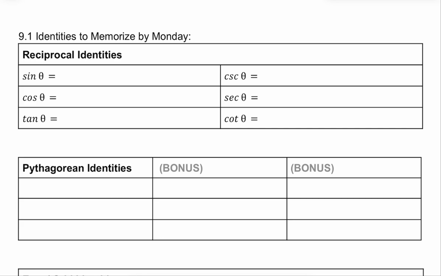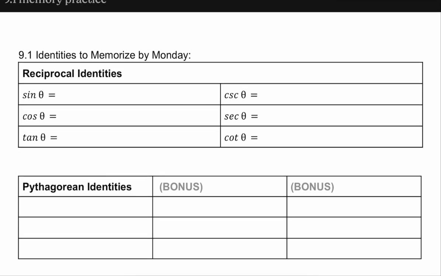Okay, so let's start with the top, our reciprocal identities. Sine is 1 over the cosecant. Cosecant is 1 over the sine. Cosine is 1 over the secant. Secant is 1 over the cosine. Tangent is 1 over the cotangent. Cotangent is 1 over the tangent. Now, on every single one of these, I forgot to write them on the others, but there are some bonus that I'm going to put over here.